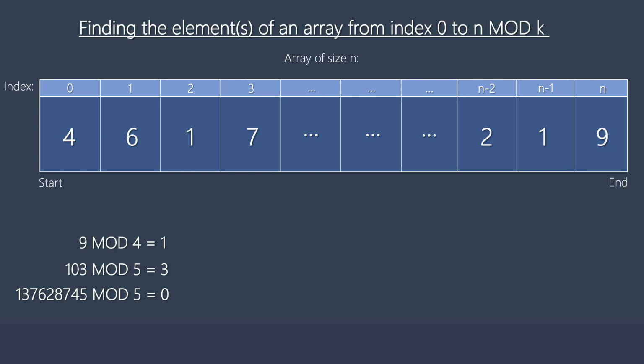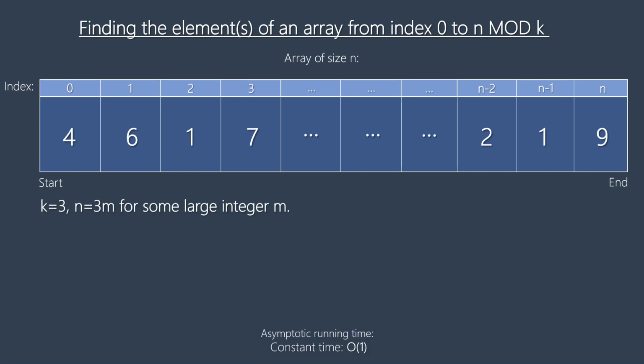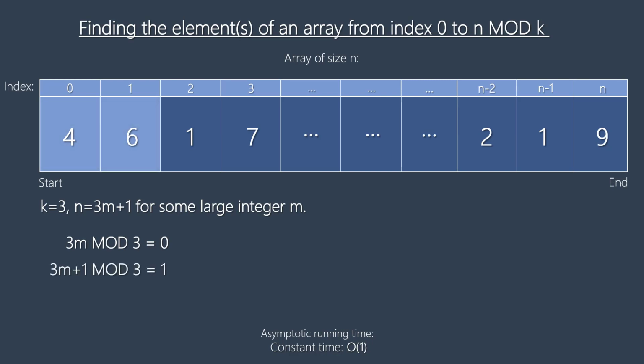Now let's see an example of how this algorithm will run for k equals 3. Well, when n is a multiple of 3, we know that the result of n mod k will be 0 because n is divisible by 3. However, if n is 1 more than a multiple of 3, then we know that n mod k will be equal to 1 because we'll be left with 1 remainder.